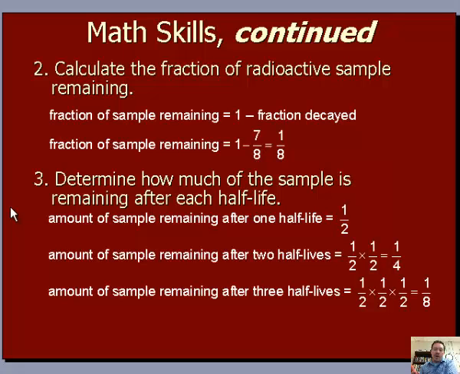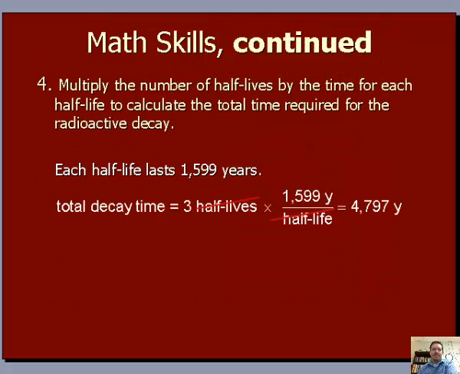So we want to then determine how much of the sample is remaining after each half-life. After one half-life, half of the sample remains. After 2 half-lives, we have 2 halves, and we multiply those fractions together, so we get 1/4 of the sample remains. And how much is remaining after 3 half-lives? Half times half times half gives us 1/8 of the substance remains. And if we had 4, we could multiply by another half, or 5. Just keep multiplying by halves to give us the value that we want.